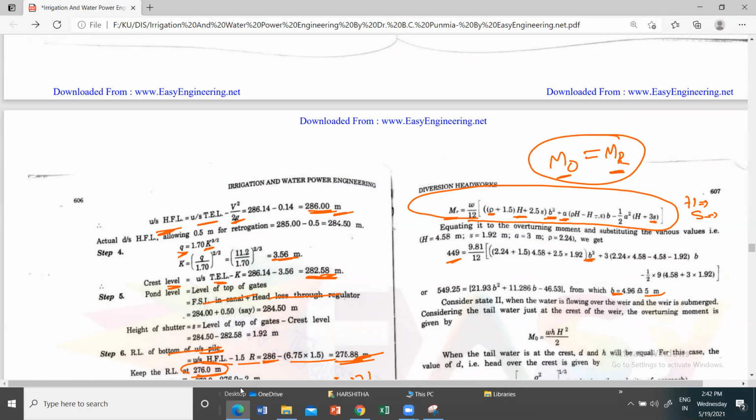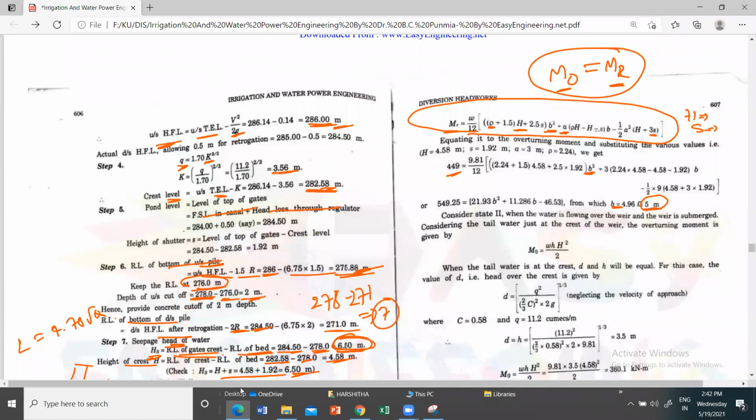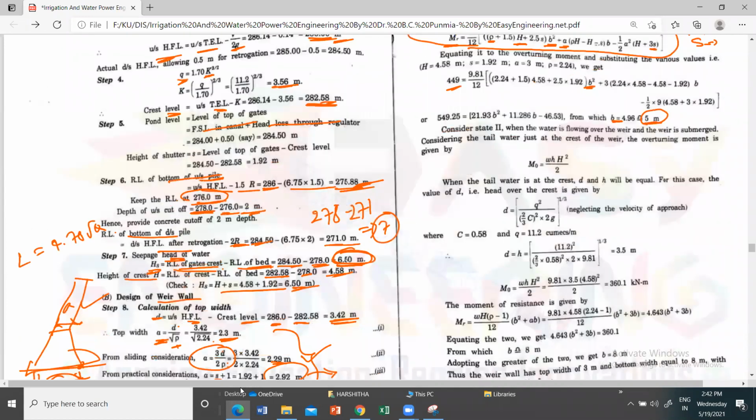Converting to the nearest integer, we get 5 meters. So the bottom width is 5 meters. This is one consideration, the overturning consideration, for when the water is stored up to the gate portion.